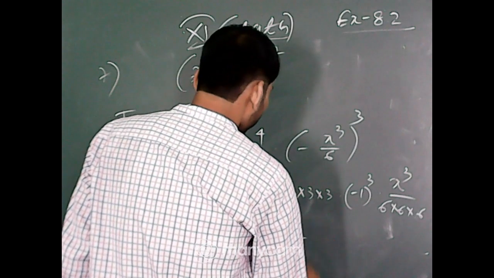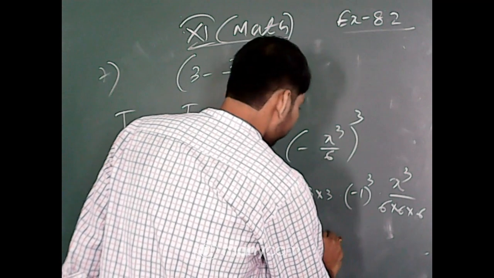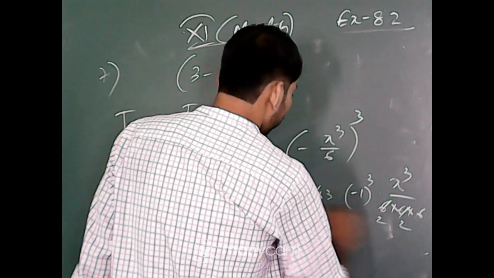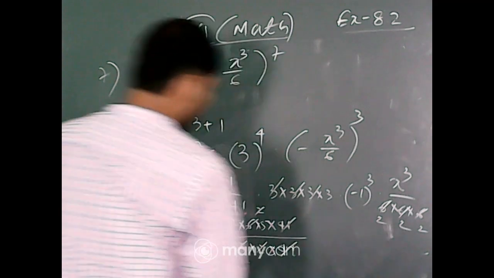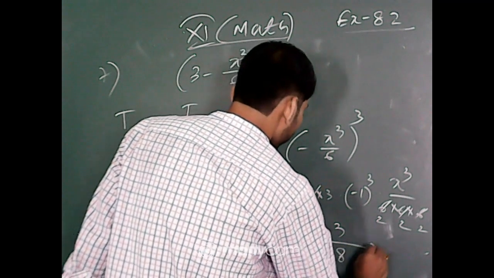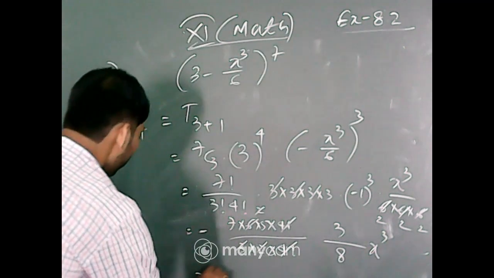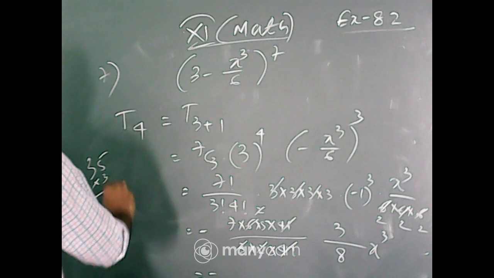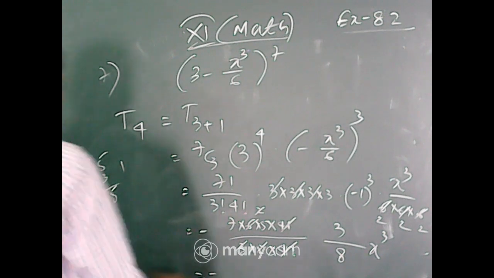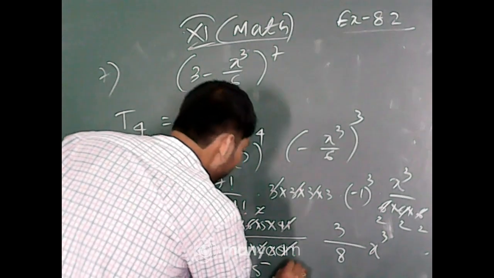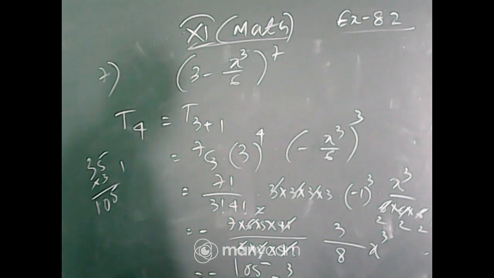And here also, 3 2s are 6, 3 2s are 6, 3 2s are 6. So 3 by 8 x cube. So minus 35 into 3, that will give you 105. So 105 by 8 into x cube. It is T4.